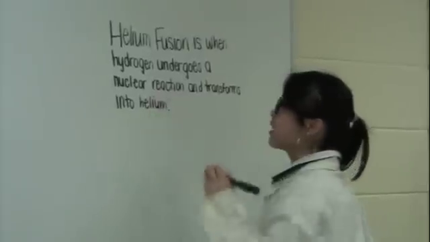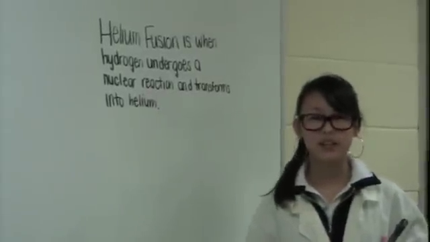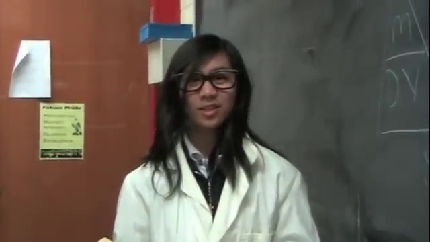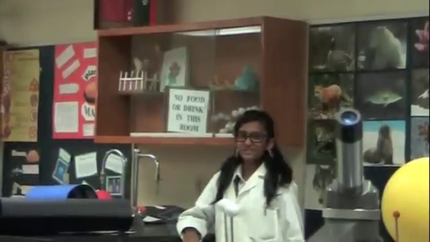So what is helium fusion? Helium fusion is when hydrogen undergoes a nuclear reaction and transforms into helium. The core heats up and the star turns into a red giant. Once the helium burns out, the star collapses and dies. Now it's time to learn about the last type of stars, high mass stars.